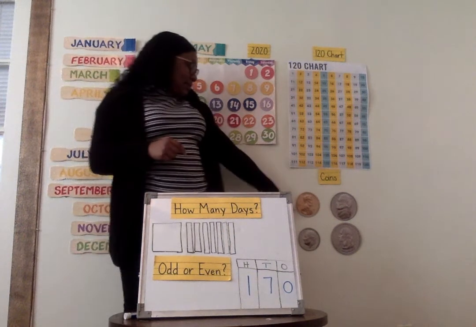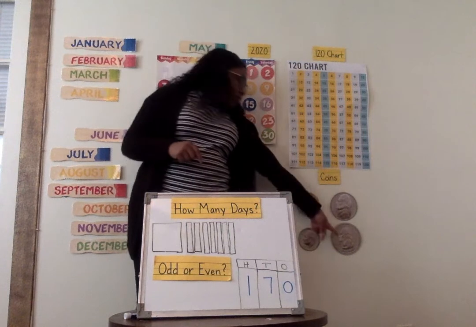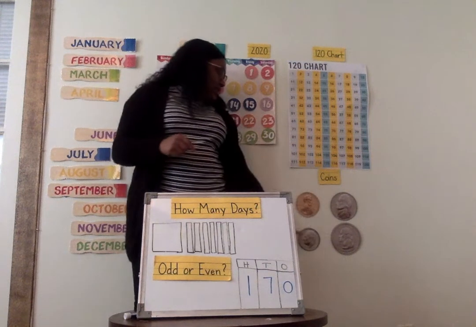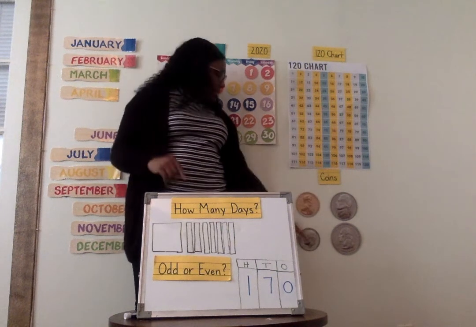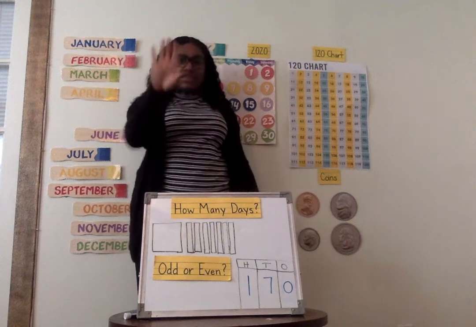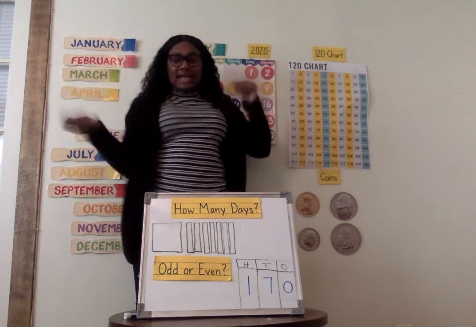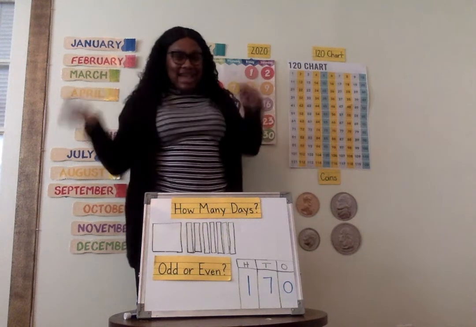Get ready for coins. Pennies, nickels, dimes, and quarters. A penny's worth 1 cent, a nickel's worth 5 cents, a dime is worth 10 cents, a quarter 25. Pennies, nickels, dimes, and quarters.